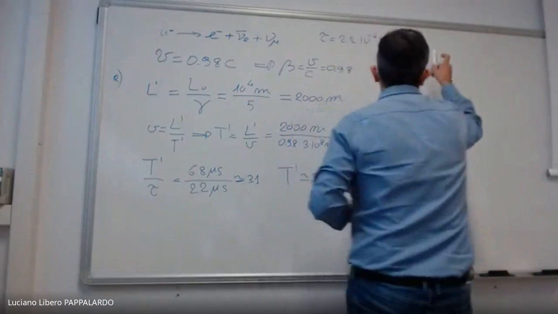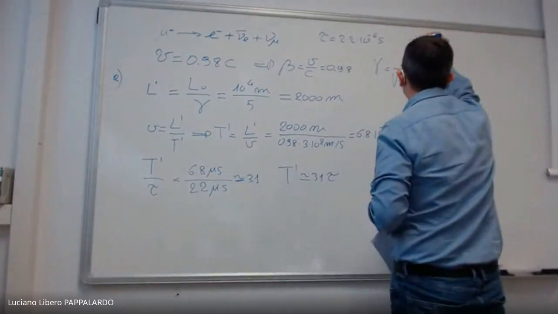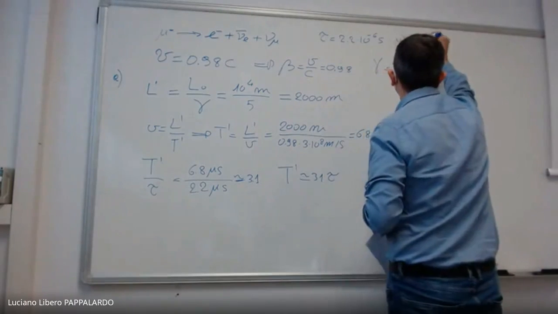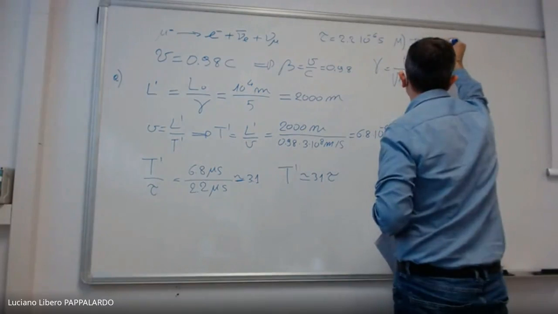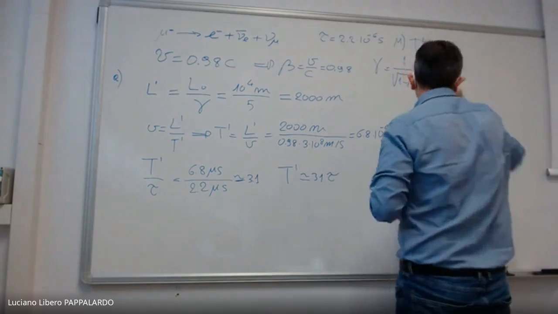Okay, so this is the result. Let me write it here: from the muon reference frame, T prime is equal to 3.1 tau.